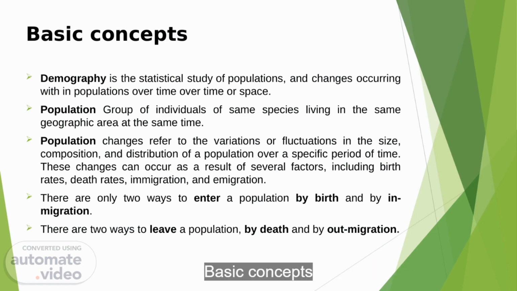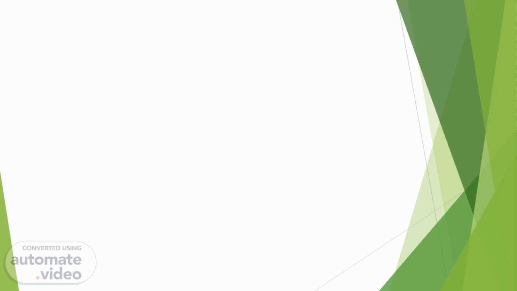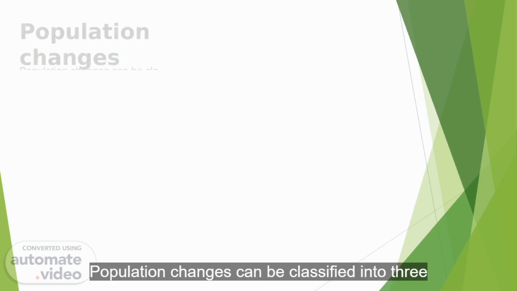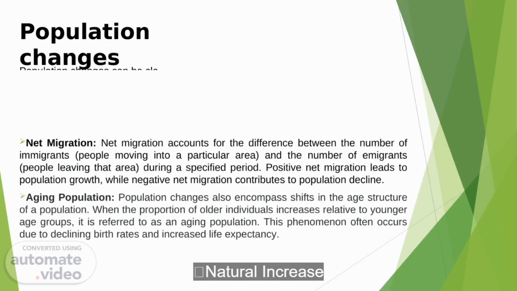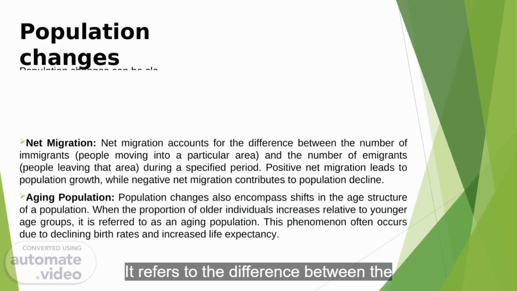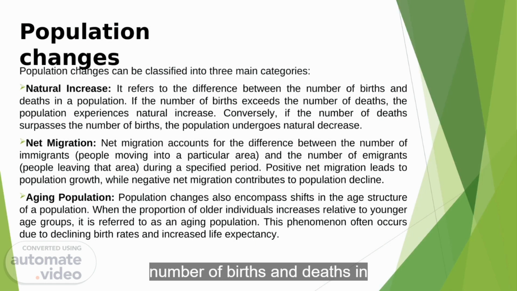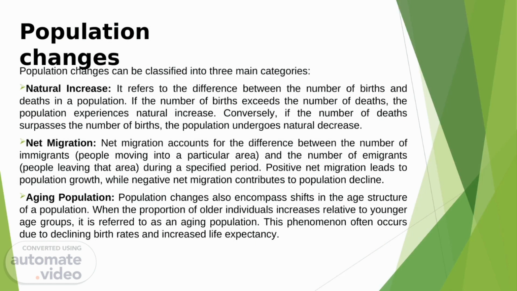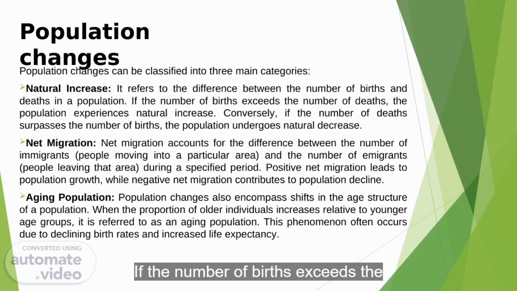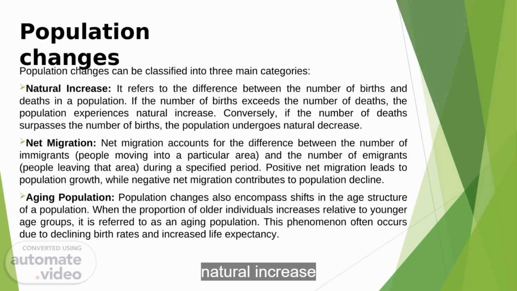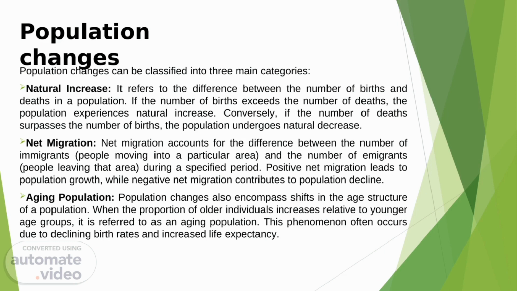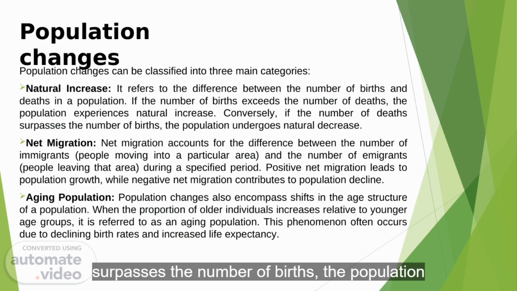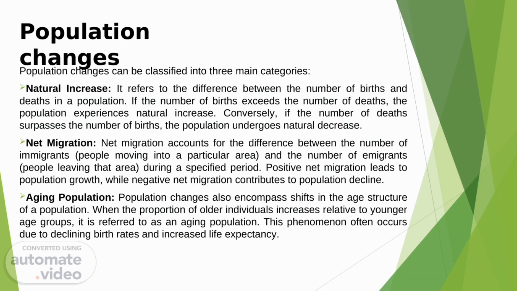Basic concepts. Population changes can be classified into three main categories. Natural increase. It refers to the difference between the number of births and deaths in a population. If the number of births exceeds the number of deaths, the population experiences natural increase. Conversely, if the number of deaths surpasses the number of births, the population undergoes natural decrease.